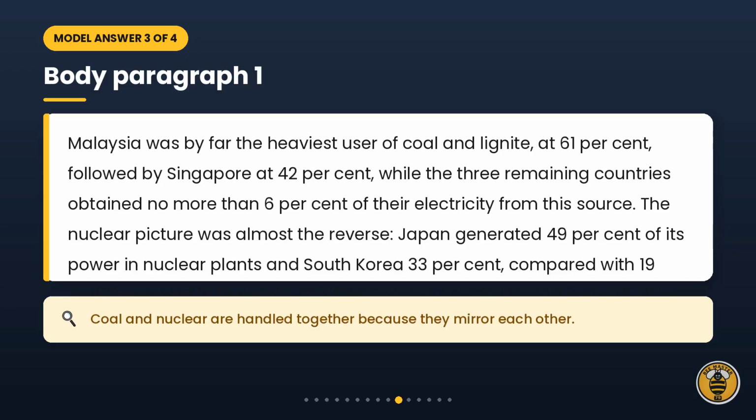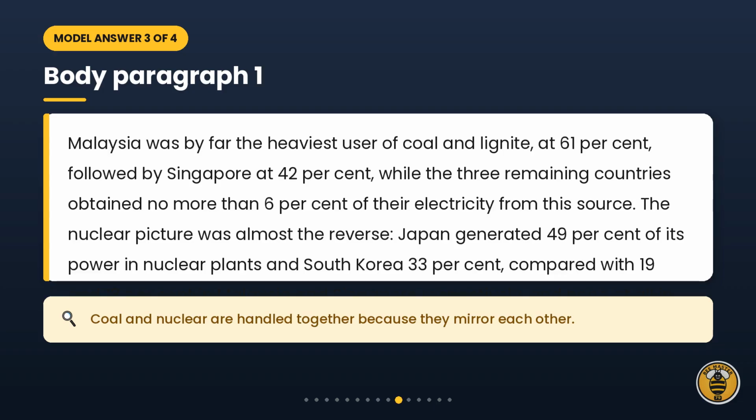Body paragraph 1 takes coal and nuclear together. Malaysia was by far the heaviest user of coal and lignite at 61%, followed by Singapore at 42%, while the 3 remaining countries obtained no more than 6% of their electricity from this source.